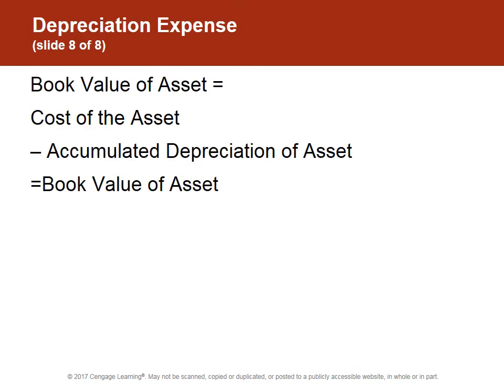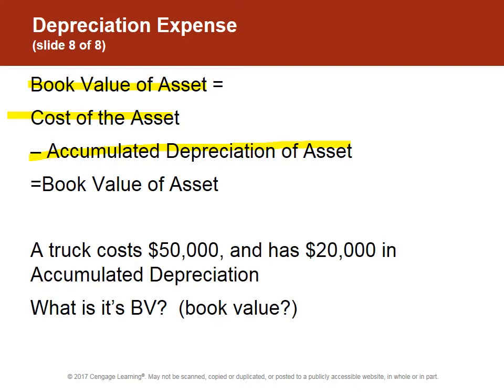Okay, I want to bring this up too, and that is that an asset has a book value. If you take what it cost and subtract out the accumulated depreciation of the asset, then you'll be able to find out what the book value is. And this book value isn't really how much money you're going to get if you turned around and tried to sell it, but instead it's just the value on the books, which sounds kind of strange, but it is the book value. So a truck costing $50,000 with $20,000 in accumulated depreciation.